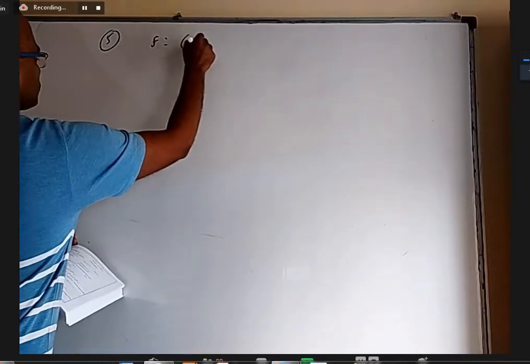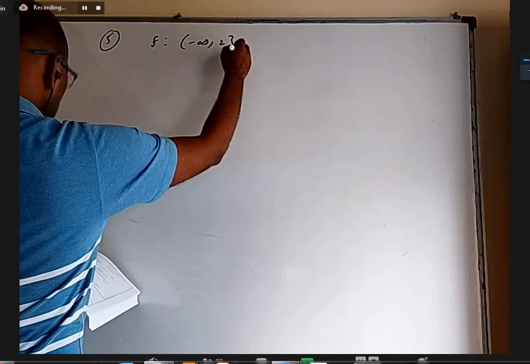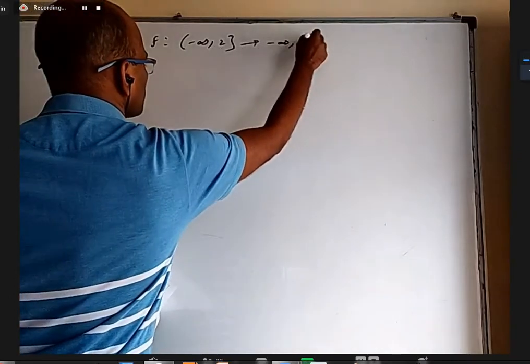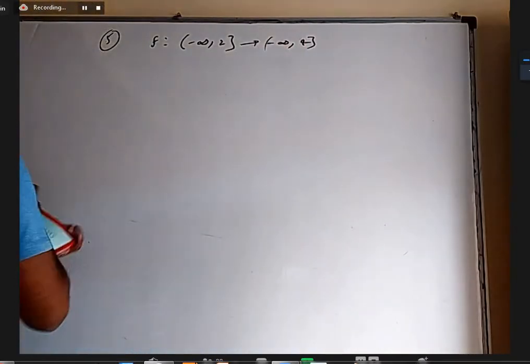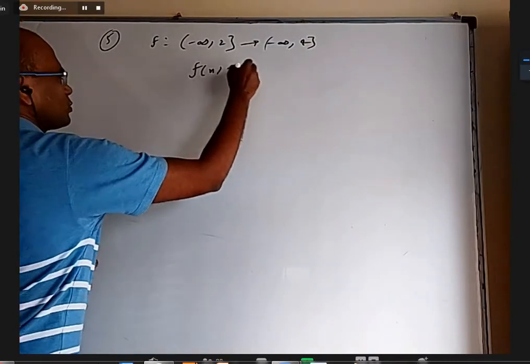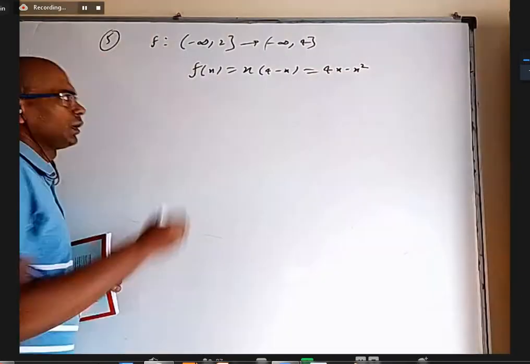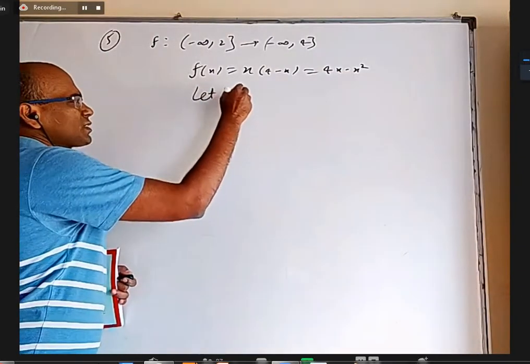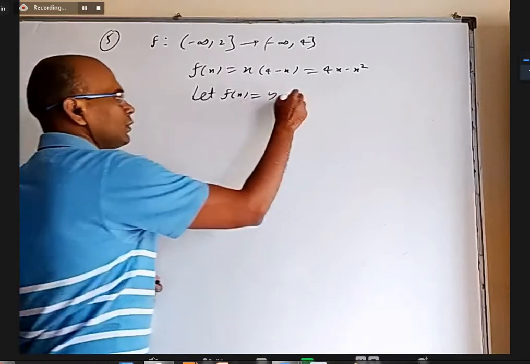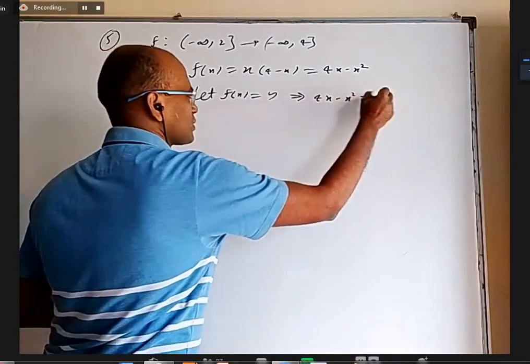Okay. Fifth question, they gave f of x and they're asking for the inverse function. We'll take f of x as y and try to find the inverse function in the standard way. So f is defined from minus infinity to 2 to minus infinity to 4. f of x is equal to x into 4 minus x, which is 4x minus x square. Let f of x be equal to y. That is, 4x minus x square equals y.